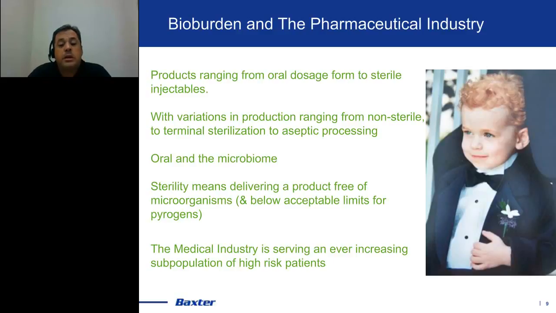The most significant of that is the aseptic processing, where we need to produce sterile product without having the tool to do some type of terminal sterilization. What sterile basically means is that it's free from viable microorganisms and that it has an acceptable limit of pyrogens, which we'll touch on as we go through. And this is becoming an ever increasing challenge for the medical and pharmaceutical industries.